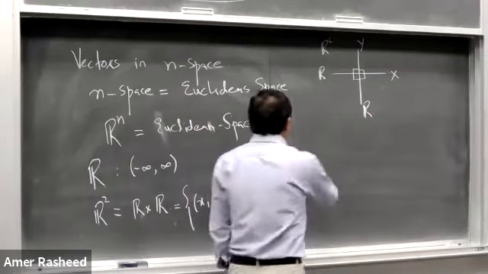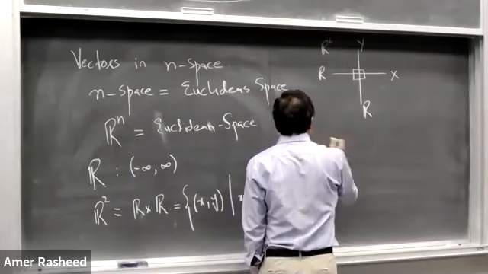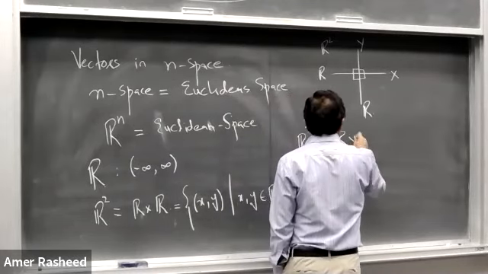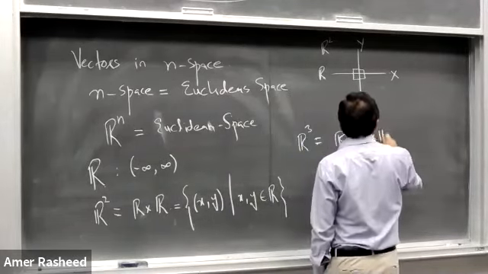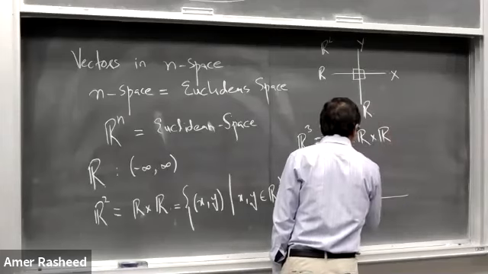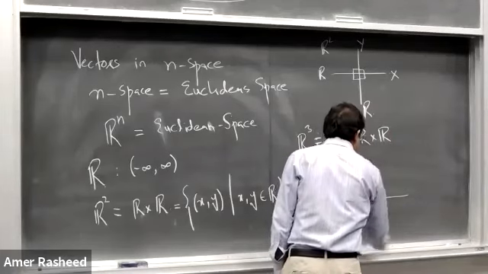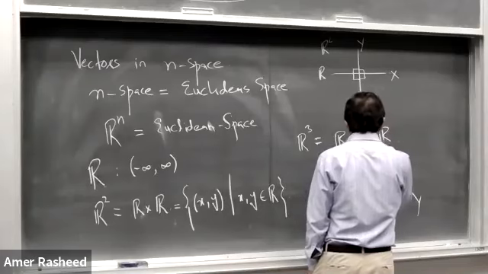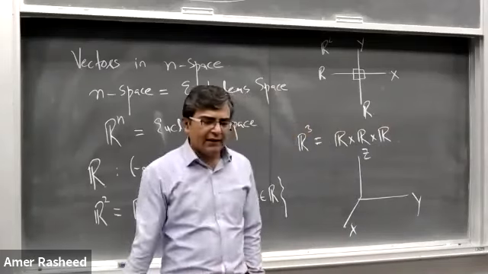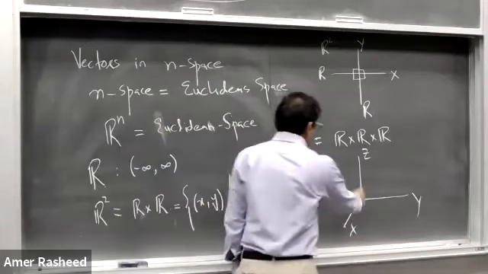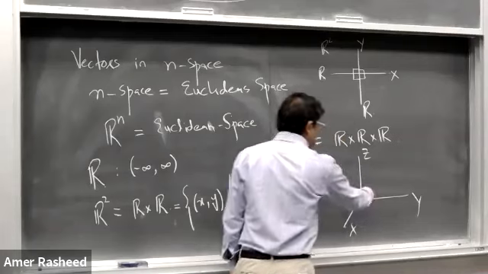Now, what is R cube? It is nothing but the product of R three times. And what is the graphical interpretation of this thing? It is X, Y, Z. And this is basically three mutually perpendicular lines. Okay, because they are making a 90-degree angle with each other.